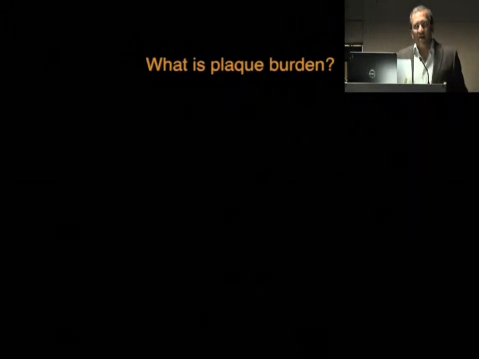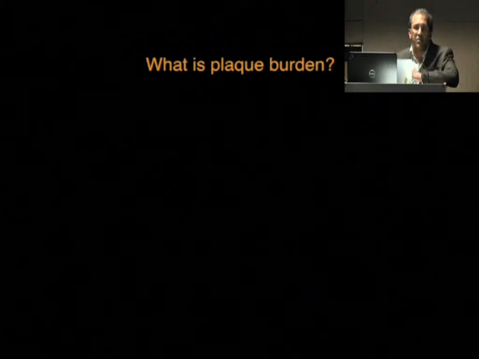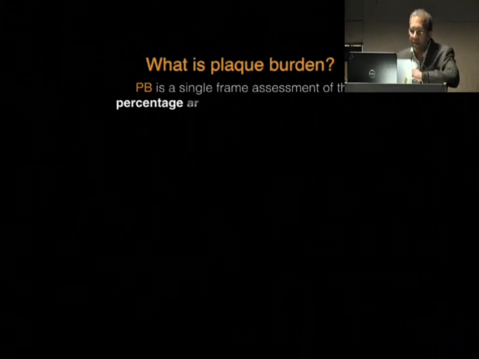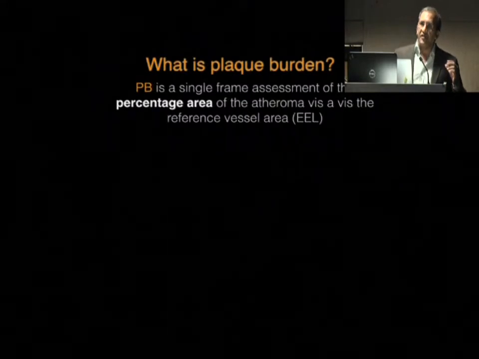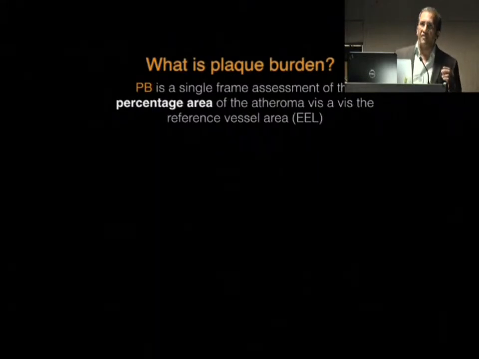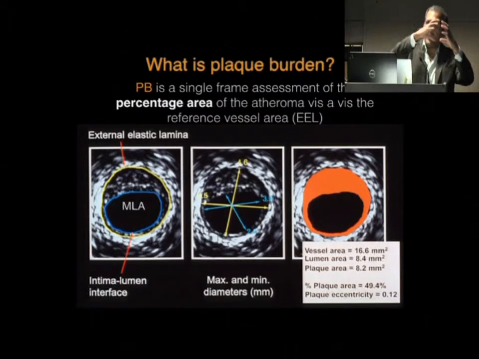And let's talk about IVUS. Talking about IVUS, I think we'll have some introduction of some concepts. What is a plaque burden? A plaque burden is a single frame analysis of the percentage area of the atheroma vis-a-vis the reference area. When you look at plaque area, the orange area is the plaque burden for that particular segment. Now, if we took a few segments together and developed the volume, then you could have a plaque volume, or burden of plaque volume in that artery.